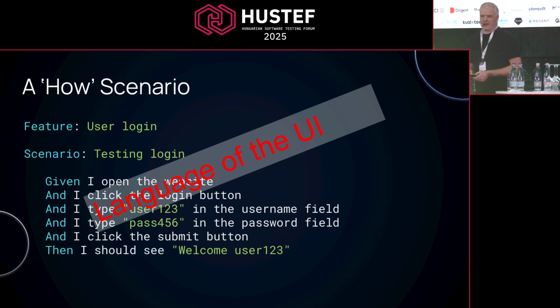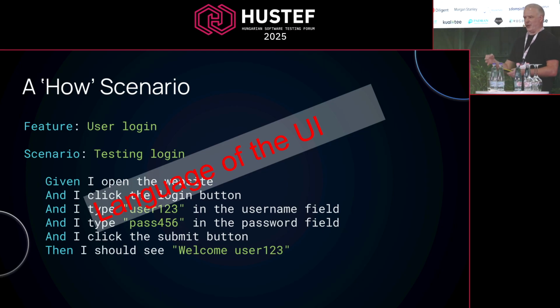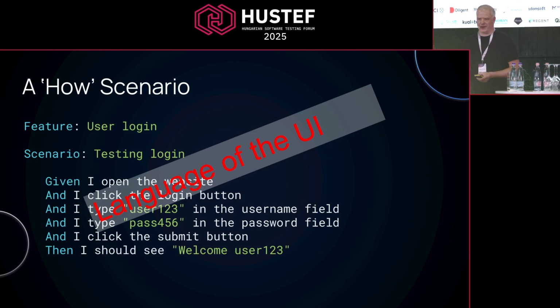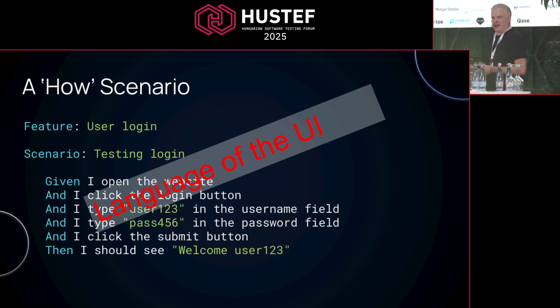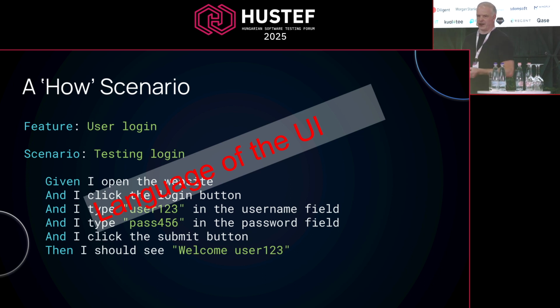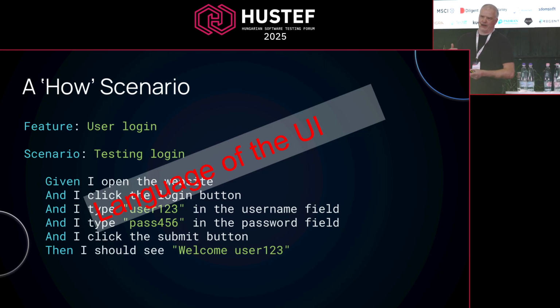We compare that to a how scenario, where immediately, one thing is we've lost the context. Who am I as the user? You've lost that context immediately. But also, you're opening a website, you're clicking a button, you're typing values into a field. What happens whenever this flow changes? What happens if the mechanism to actually access the website changes? You've got a lot of heavy coupling of the implementation. You've got tests that are actually in the language of the UI and not the language of the domain, not the language of the business.